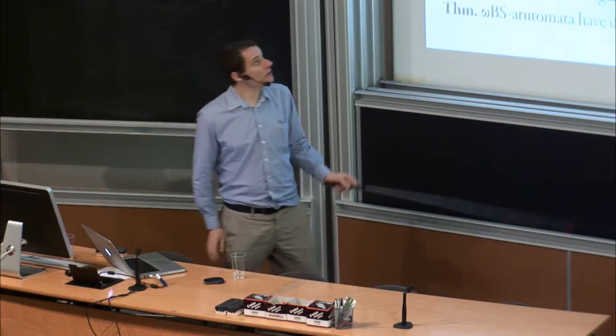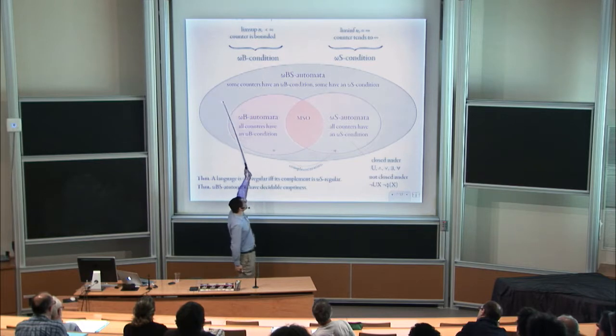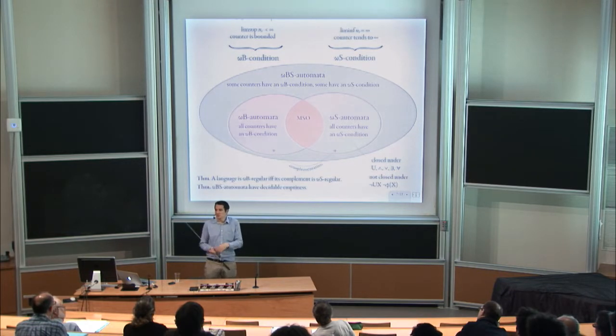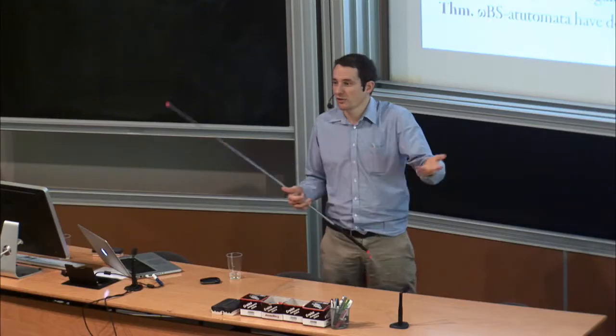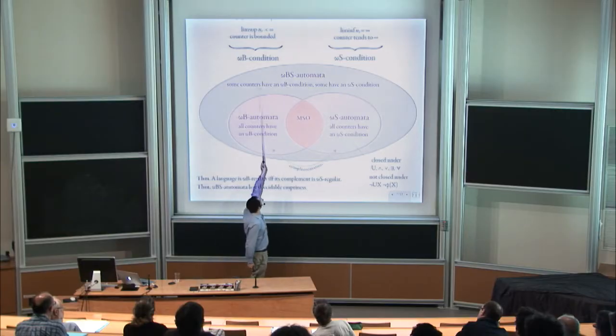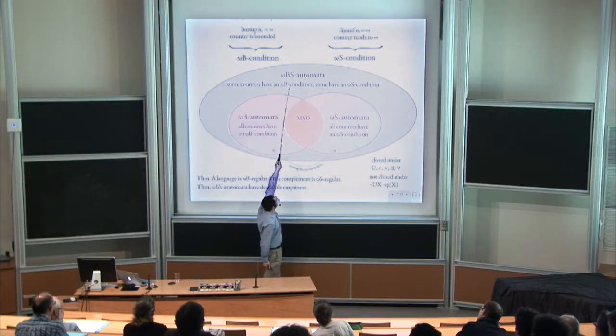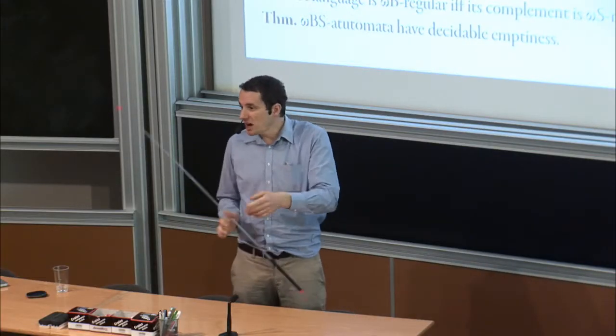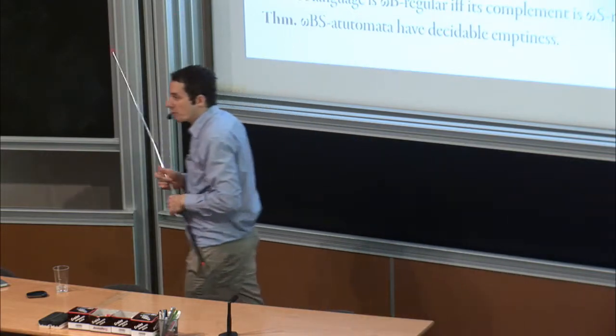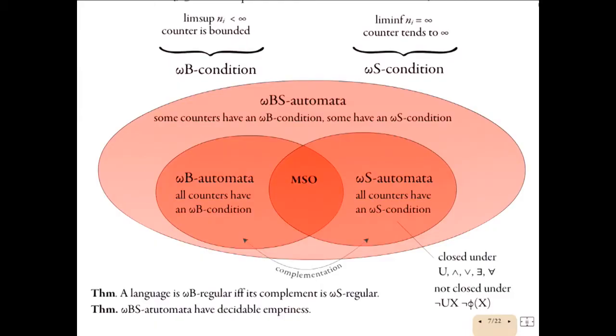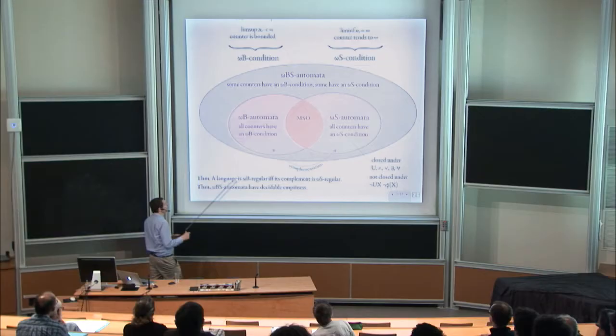Okay? And then you have a class that's maybe, as my supervisor Igor once used this expression, an accident of the syntax. So just something that, once you have a syntax, you can just write it, so you write it. It's omega BS automata, which is automata where some counters are omega B and some counters are omega S. Apart from being able to write it down, it doesn't have any good properties, this class. It has decidable emptiness. So all of these automata have decidable emptiness. But that's more or less the best thing you can say about omega BS.